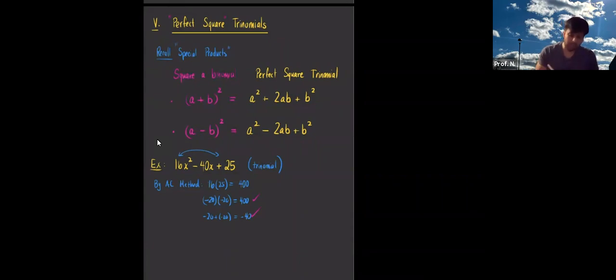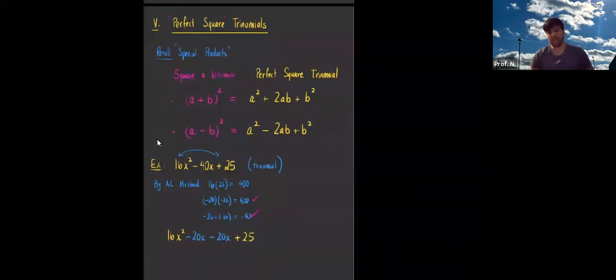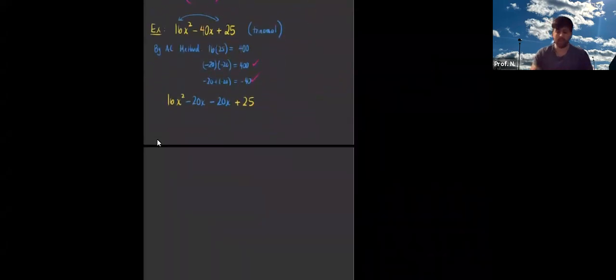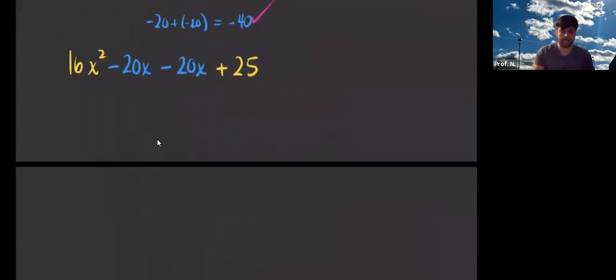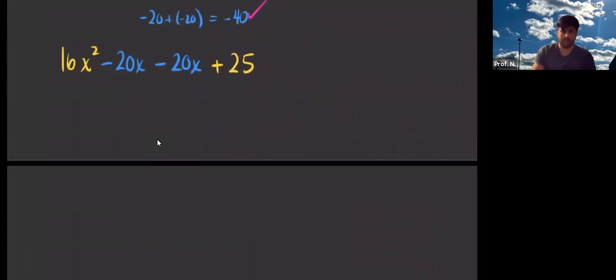I can rewrite the middle term: 16x squared, minus 20x, minus 20x, plus 25. This is part of the AC method for factoring trinomials that we've seen before. Let me see if I change this. This might be a little bit better. And so now I can group them.